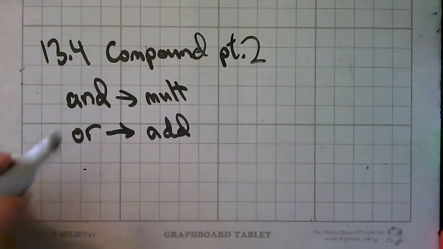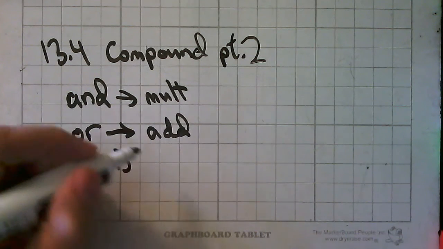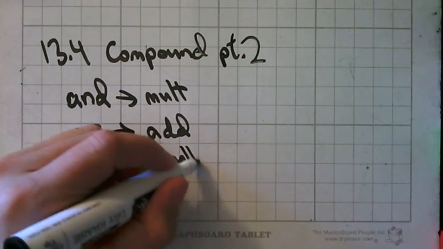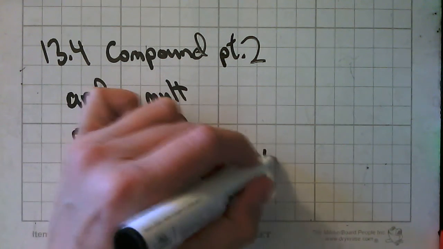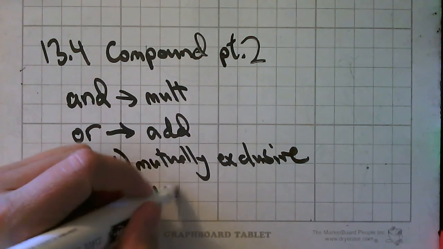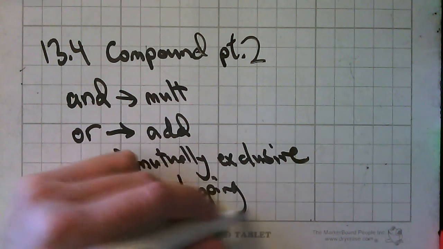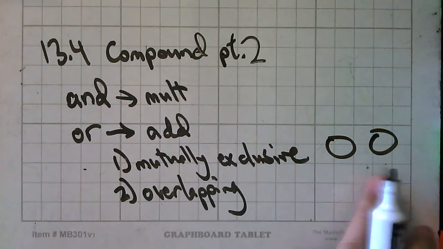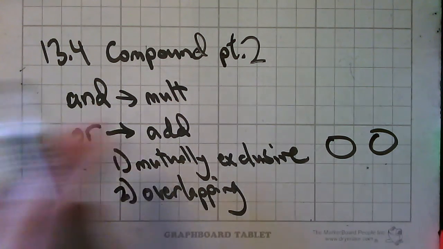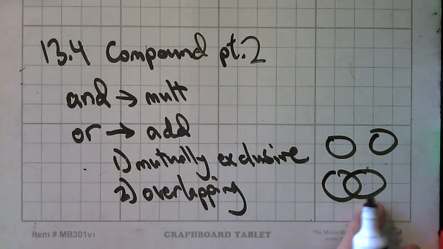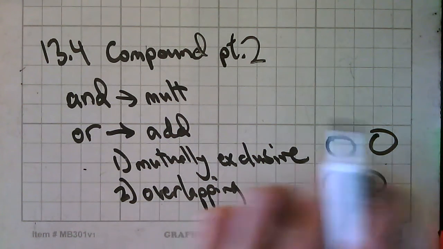But there's two different types, right? The first type is called mutually exclusive, and the second type is overlapping. So this one means you have two events like this, they don't overlap, so one doesn't affect the other. Kind of like independent events with the and statement. And overlapping means, right, you have a part here that overlaps.